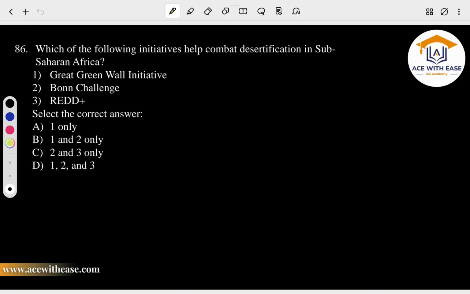86th, which of the following initiatives help in combating desertification in sub-Saharan Africa? So in sub-Saharan Africa, we have the Green Wall initiative. Regarding this Green Wall, we have started a similar kind of Green Wall in the Aravallis.